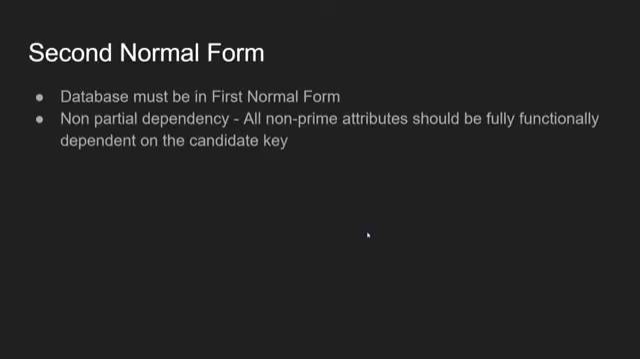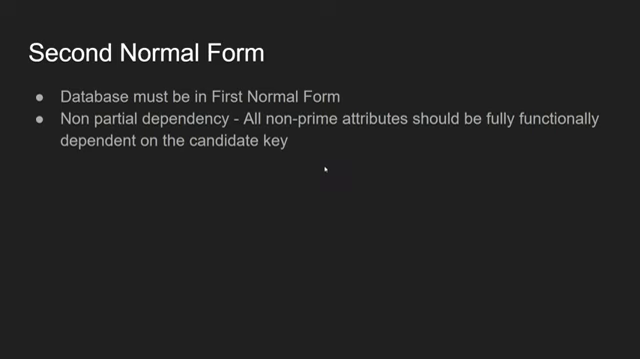Well, what does that mean? Well, what it means is, first of all, that the table must first be in first normal form. So you can't have a table that's in second normal form until you've gone through all those rules that we just did from first normal form. It must do those first, and then all non-prime attributes should be fully dependent on the candidate key, and fully dependent on the whole candidate key.